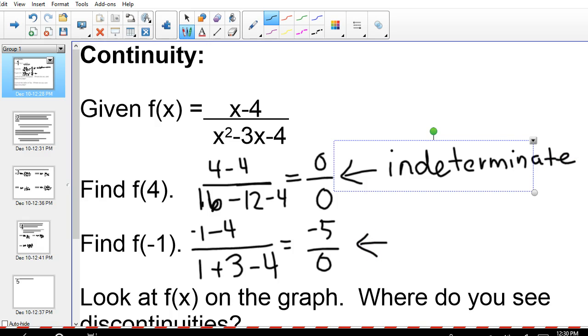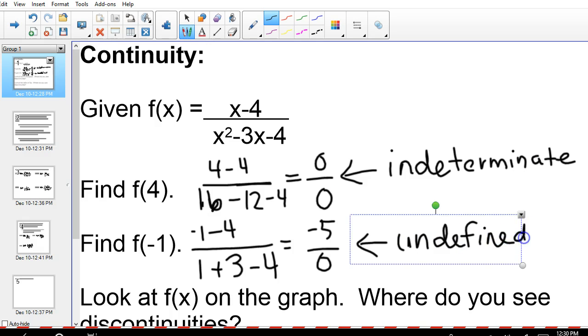But -5 over 0, that's just undefined. And so whether or not we get the indeterminate form or the undefined is going to affect what our graph looks like. Where we had at -1, we had that vertical asymptote. It's really easy to see from the graph that there's a discontinuity there. At x equals 4, we have something different.